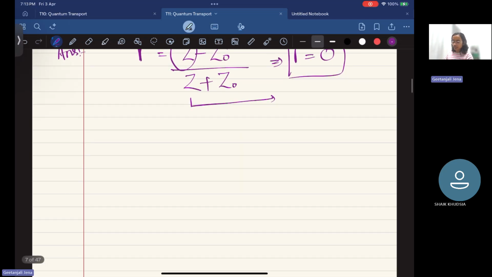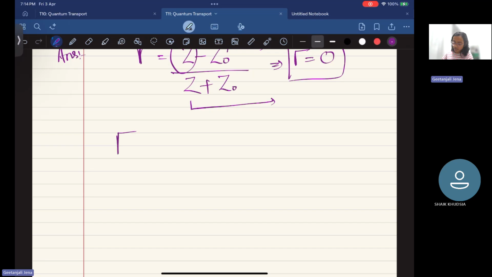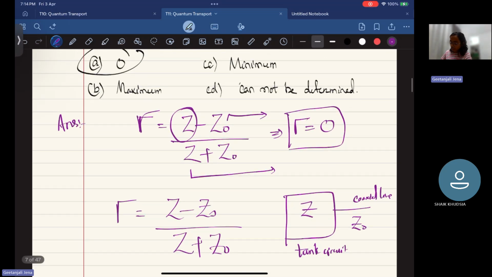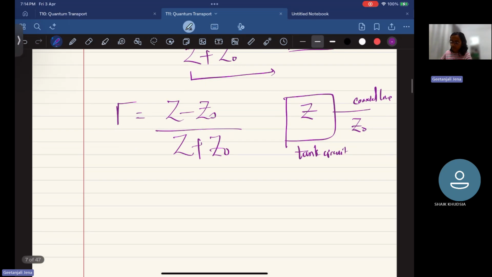So what I was saying is that gamma is given by Z minus Z0 over Z plus Z0. And you have a tank circuit here and a coaxial line here. This is Z, this is Z0. And typically at the resonance, we have Z equal to Z0. So that means there will be perfect impedance matching, and because Z is equal to Z0, the reflectivity gamma would be 0.